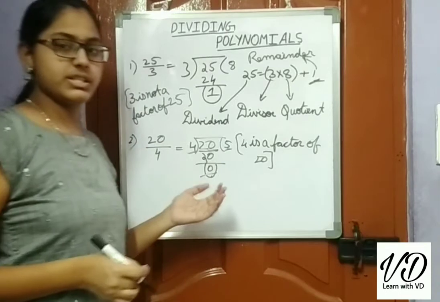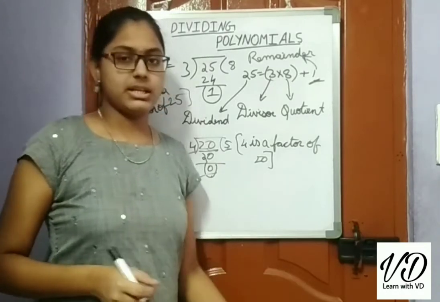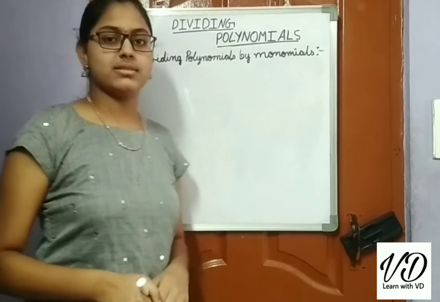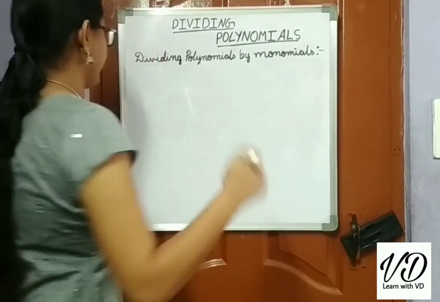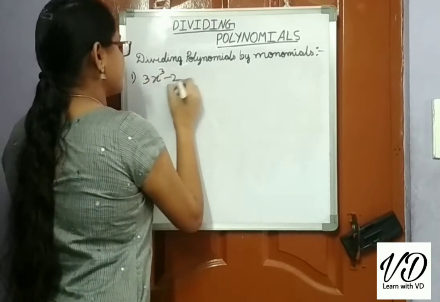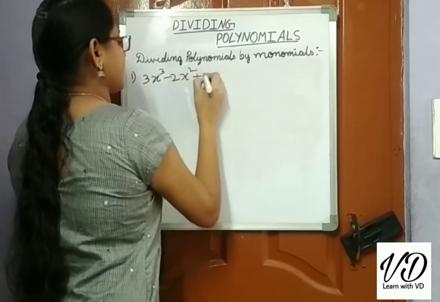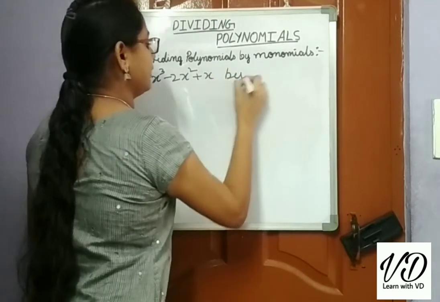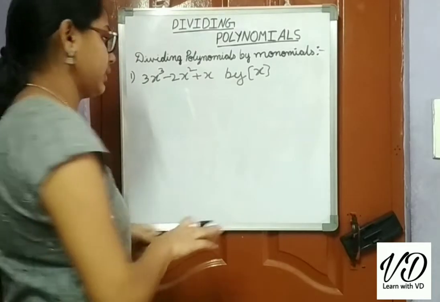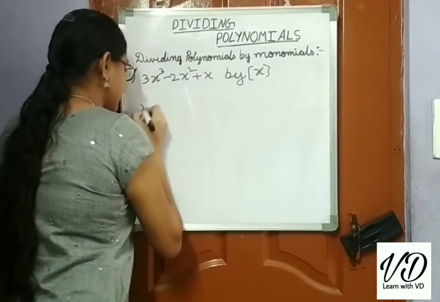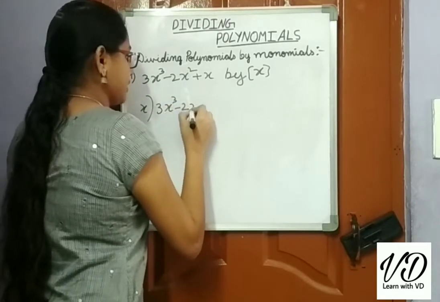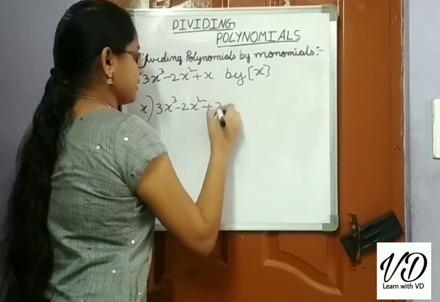Similarly, we can do divisions for polynomials also. So let's see how we can do that. Let's see how to divide polynomials by monomials. Let's take an example: 3x cube minus 2x square plus x divided by x. Here, this is a polynomial and this is a monomial. Let's represent this: 3x cube minus 2x square plus x.